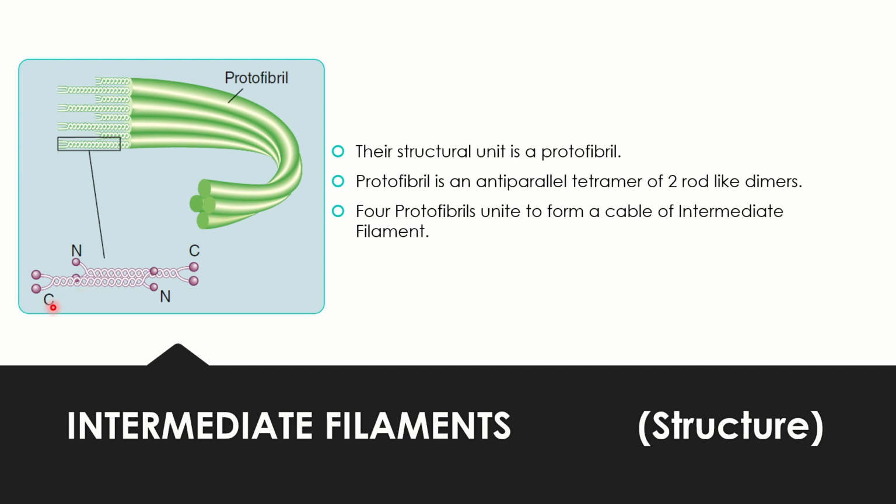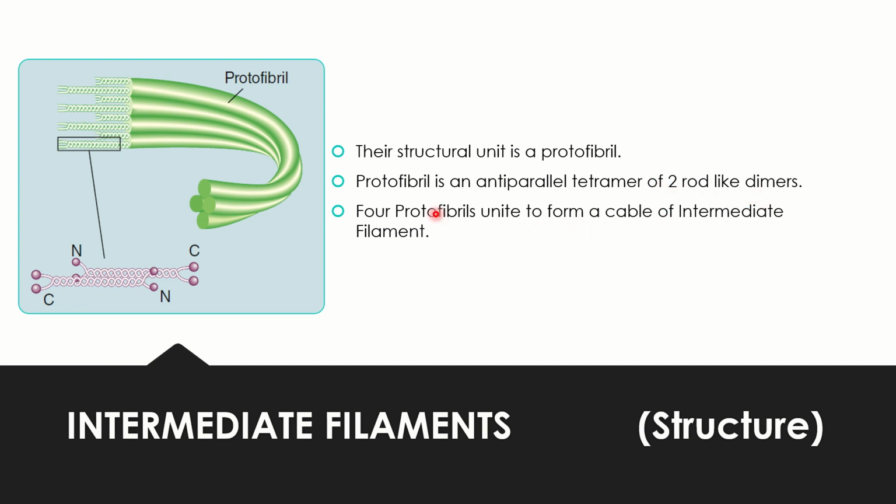Okay, now how is it antiparallel? Here is the carboxyl terminal and here is the amino terminal of this dimer, and here is the amino terminal and here is the carboxyl terminal of the other. Okay, so they are not parallel, they are not coinciding with each other. Carbon is not with carbon, instead it is with nitrogen. So they are an antiparallel tetramer of two rod-like dimers.